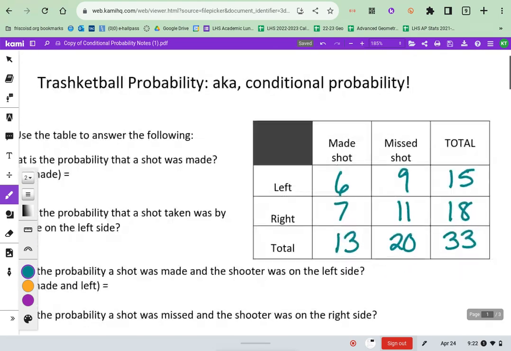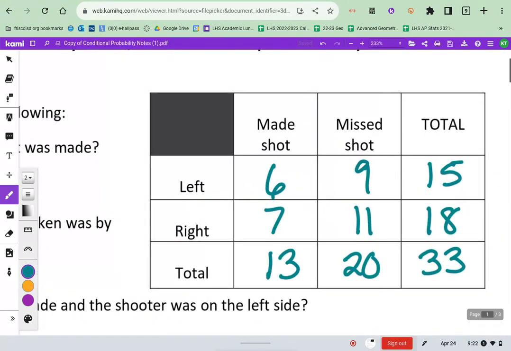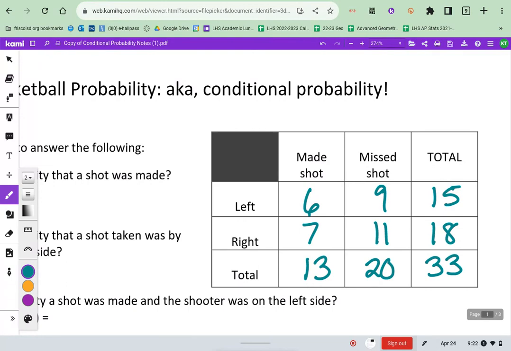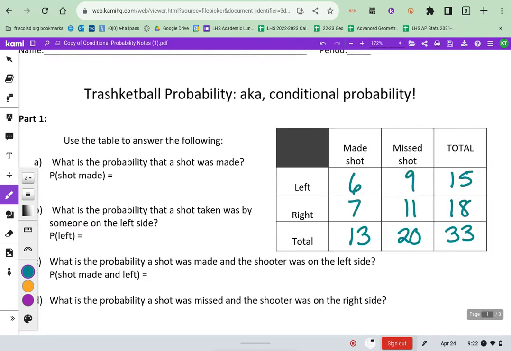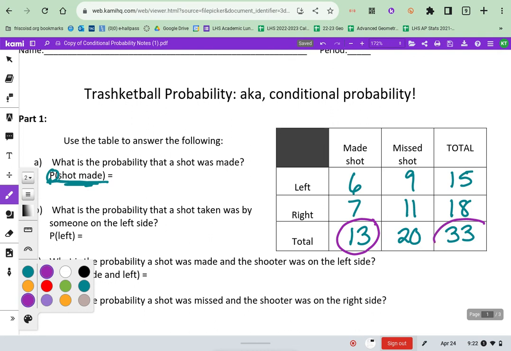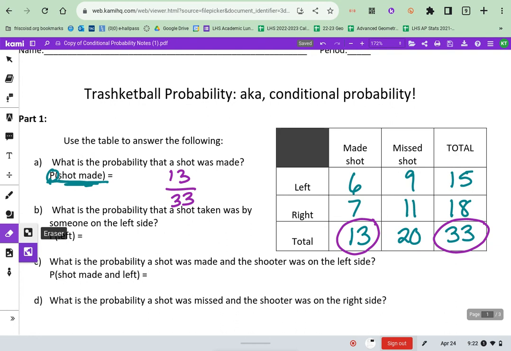This is called a two-way frequency table, and we're going to use it to answer some questions about probability. The first question is, what is the probability that the shot was made? Notice this notation, the P means probability. So we look at how many shots were made out of the total number of shots. We had 13 made shots out of 33 total shots, and that's as much as we can reduce it, so I'll leave the fraction just like that.